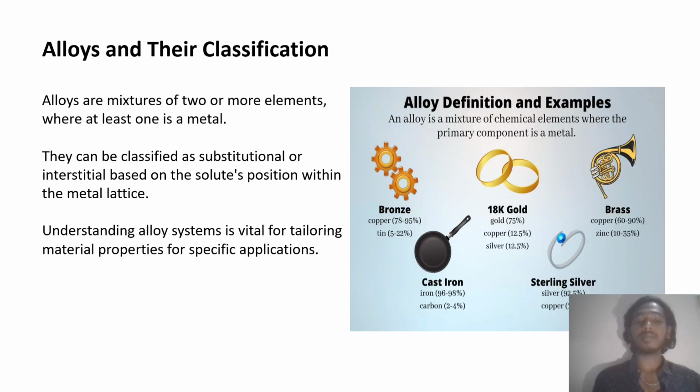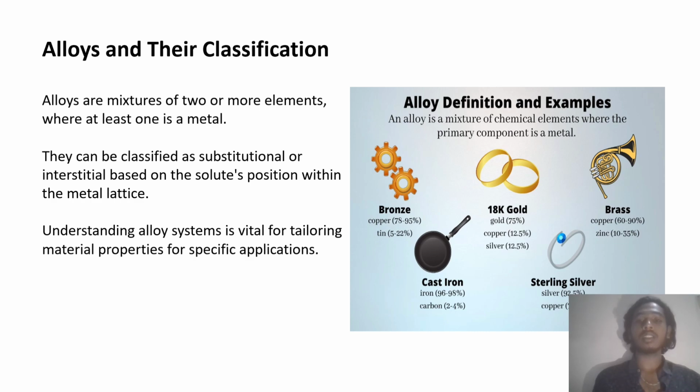Next, we move on to the alloys and their classification. Alloys are a mixture of two or more elements where at least one is a metal. They can be classified as substitutional or interstitial based on the solute position within the metal lattice. Understanding alloy systems is crucial for tailoring metal properties for specific applications.